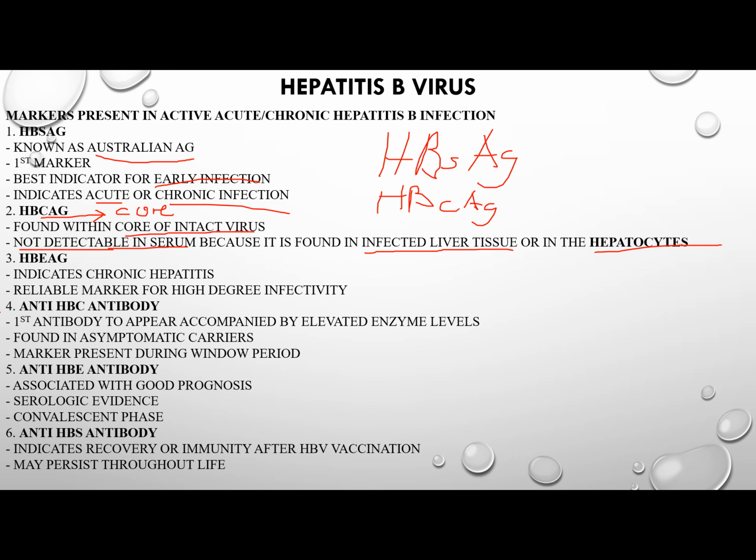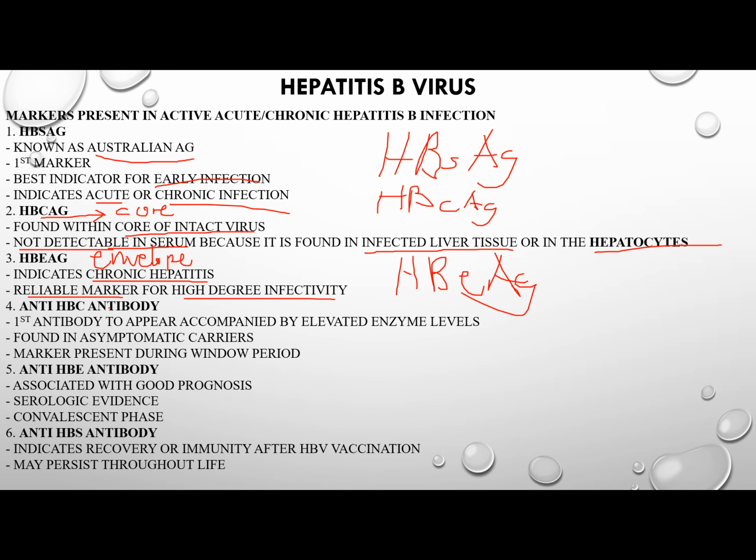Then we have your HBeAg. Yung E dyan would stand for envelope. It would indicate chronic hepatitis. So kapag nag-positive ka dyan class, you already have an advanced type of hepatitis infection. A reliable marker for high degree infectivity.